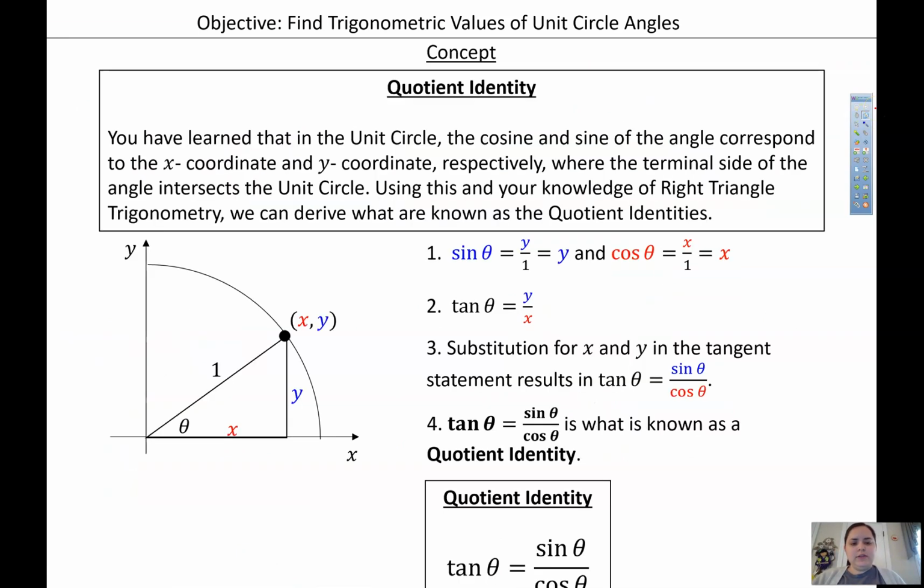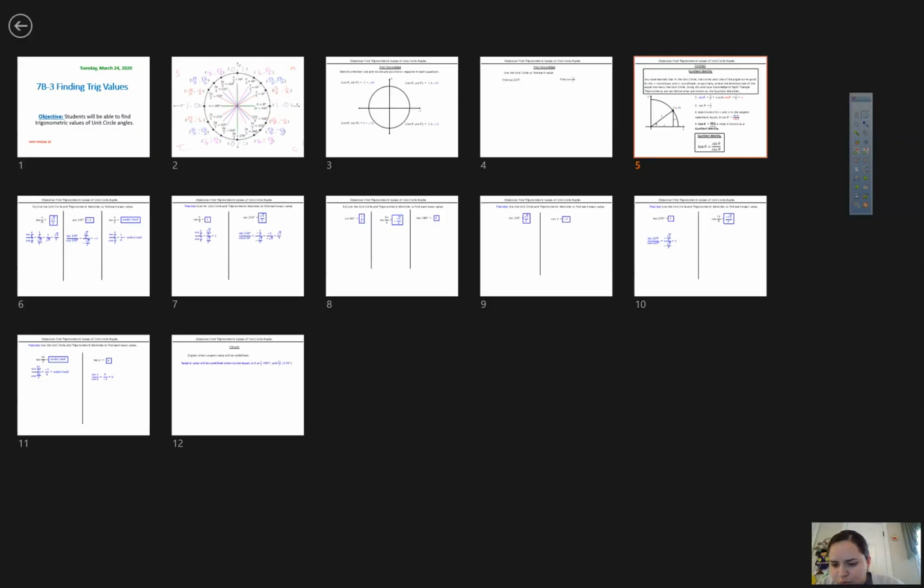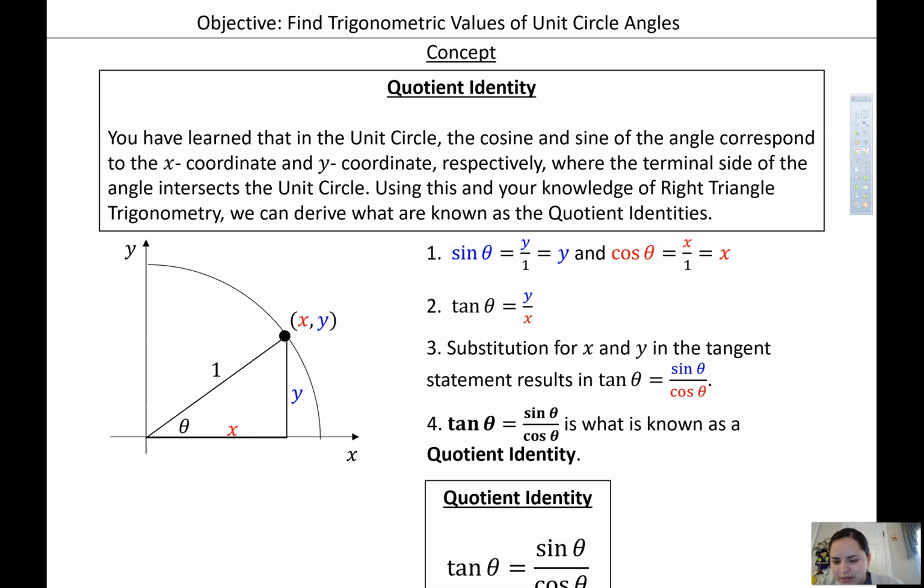All right, so now let's look at the quotient identity. So you have learned that in the unit circle, the cosine and sine of the angle correspond to the x-coordinate and y-coordinate respectively, where the terminal side of the angle intersects the unit circle.